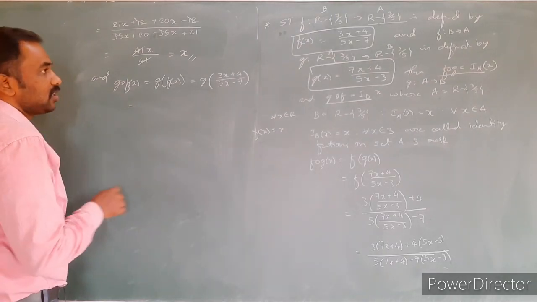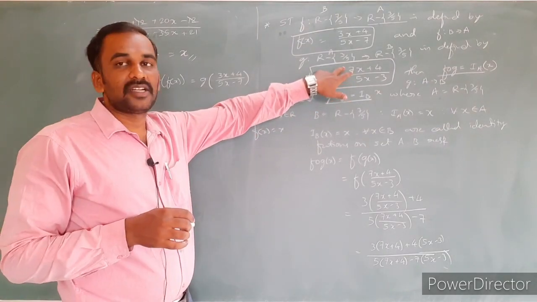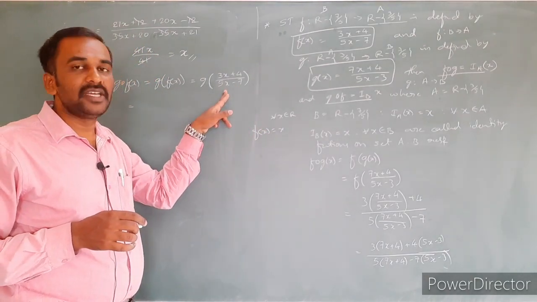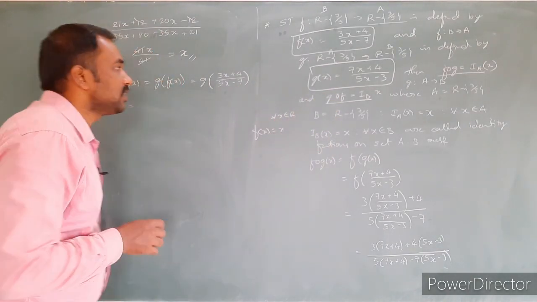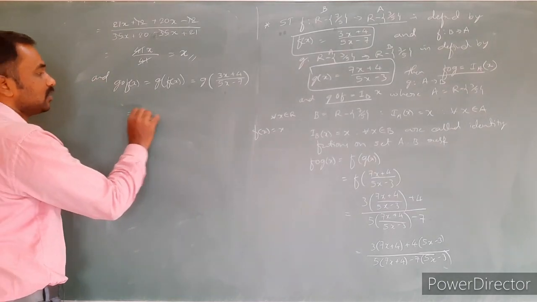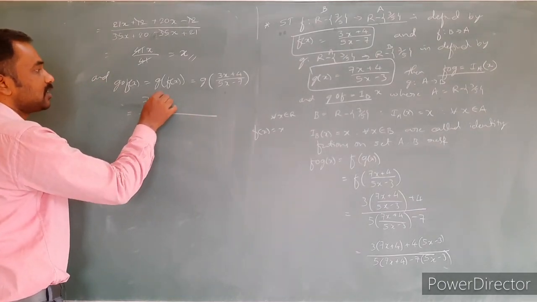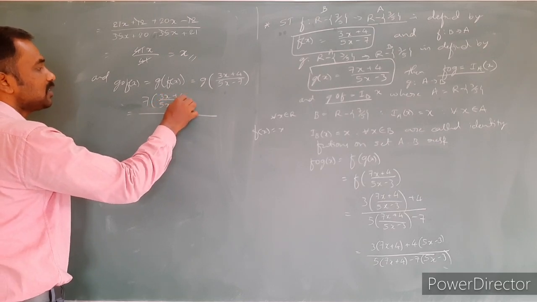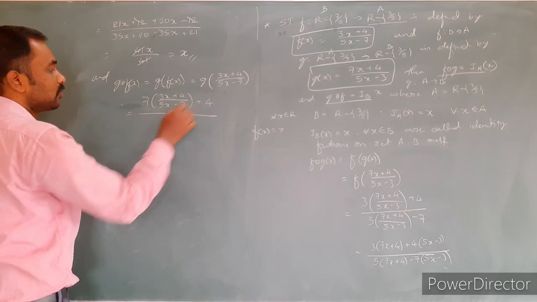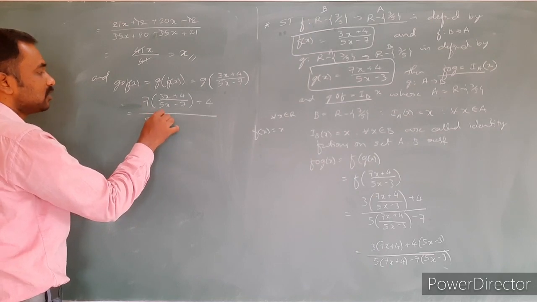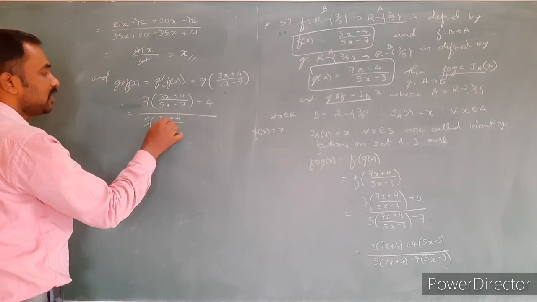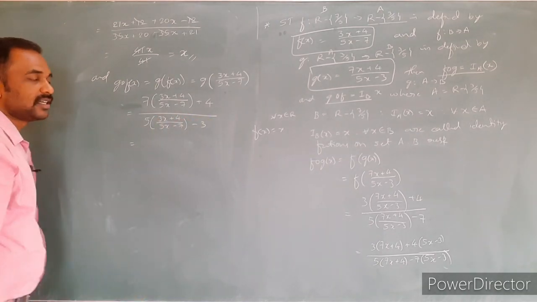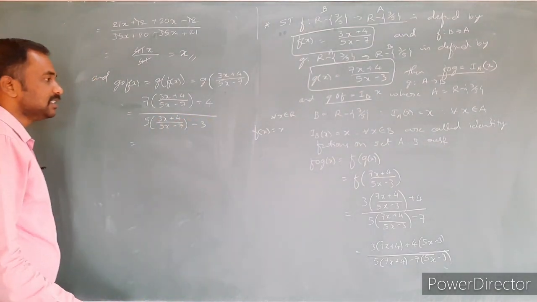Okay, G of x is 7x plus 4 over 5x minus 3. Wherever x is there, replace it with 3x plus 4 divided by 5x minus 7. Simplify, we'll get the answer. What is the value? 7 into 3x plus 4 divided by 5x minus 7 plus 4, and 5 into 3x plus 4 divided by 5x minus 7 minus 3. Again taking LCM, simplify, we will get the answer.